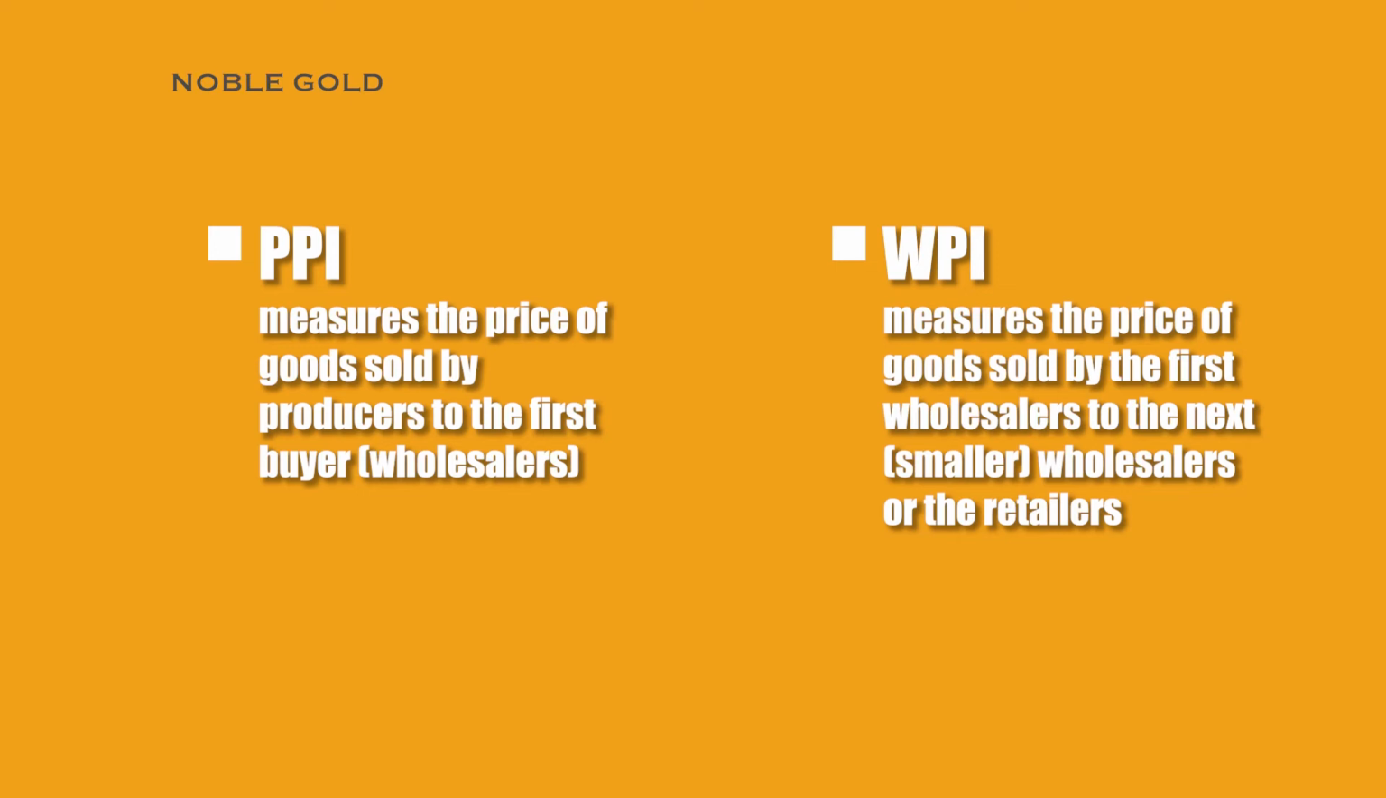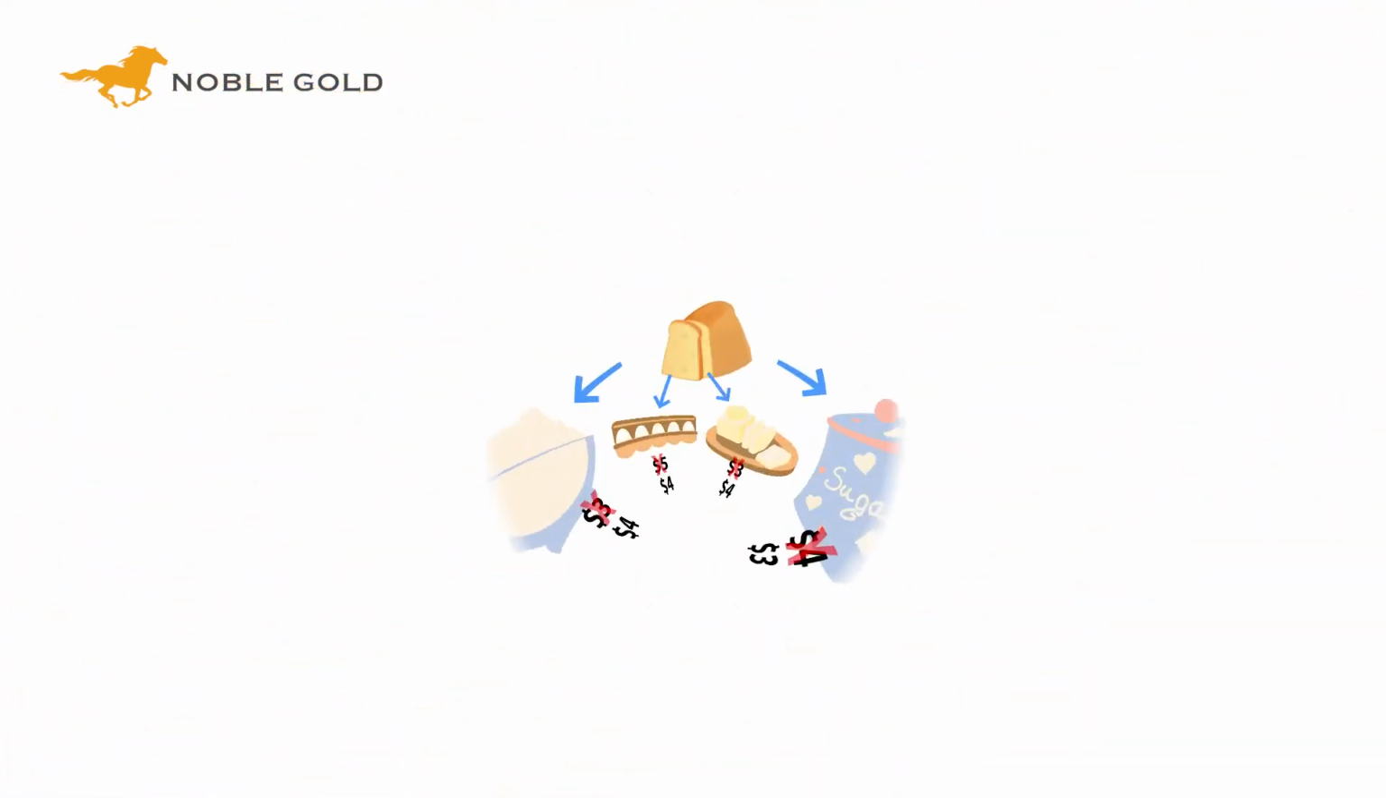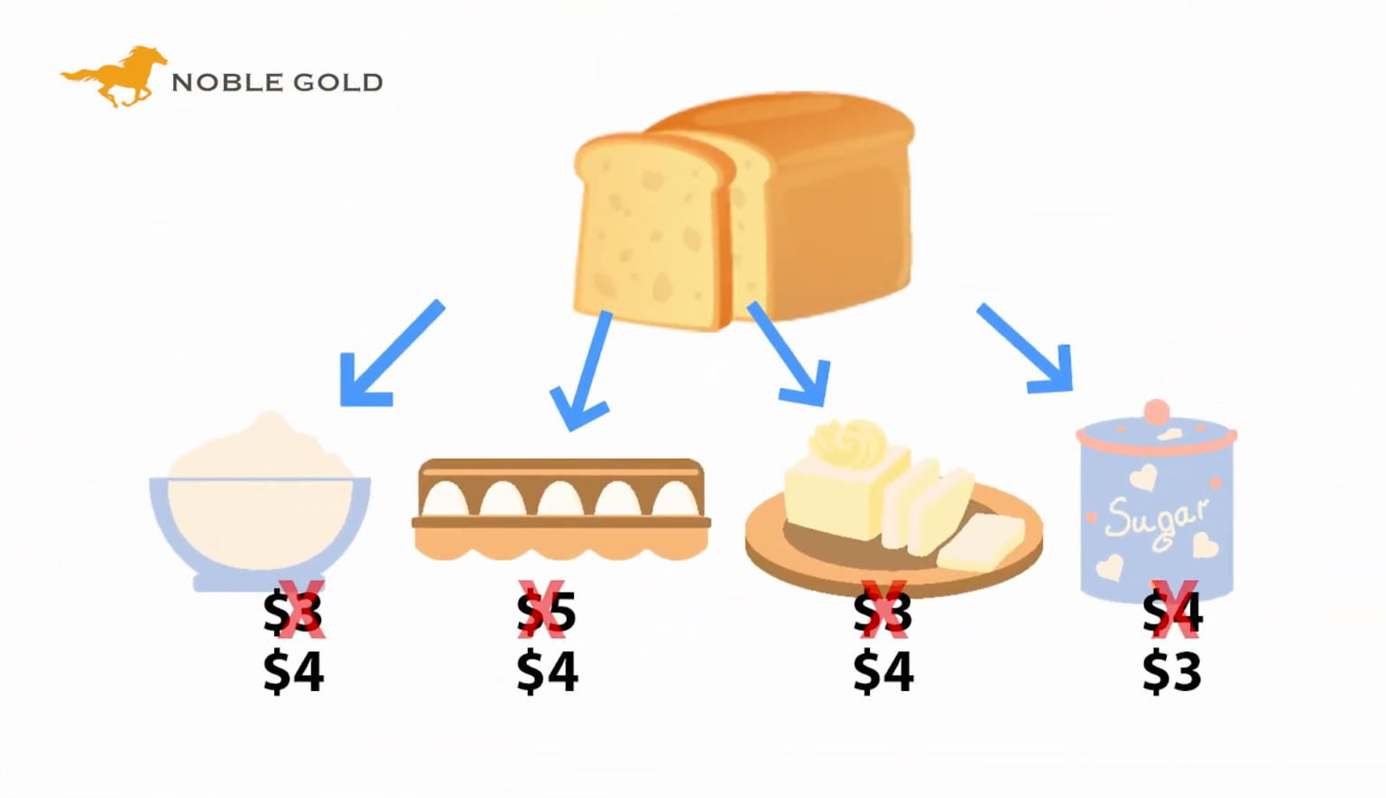What you need to remember is that it is possible that the rise in the price of one component, say oil, cancels out the price decline in another to a certain extent. Let's take bread as an example. Price of flour may increase by $1, but the price of sugar decreases by $1, then inflation is zero.